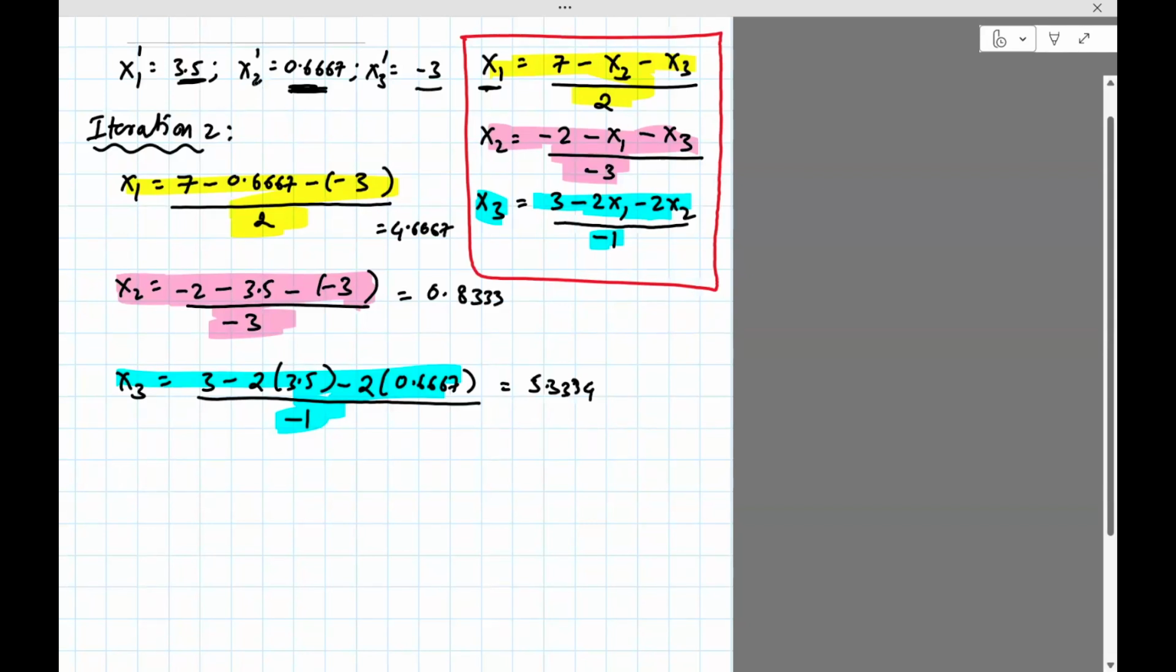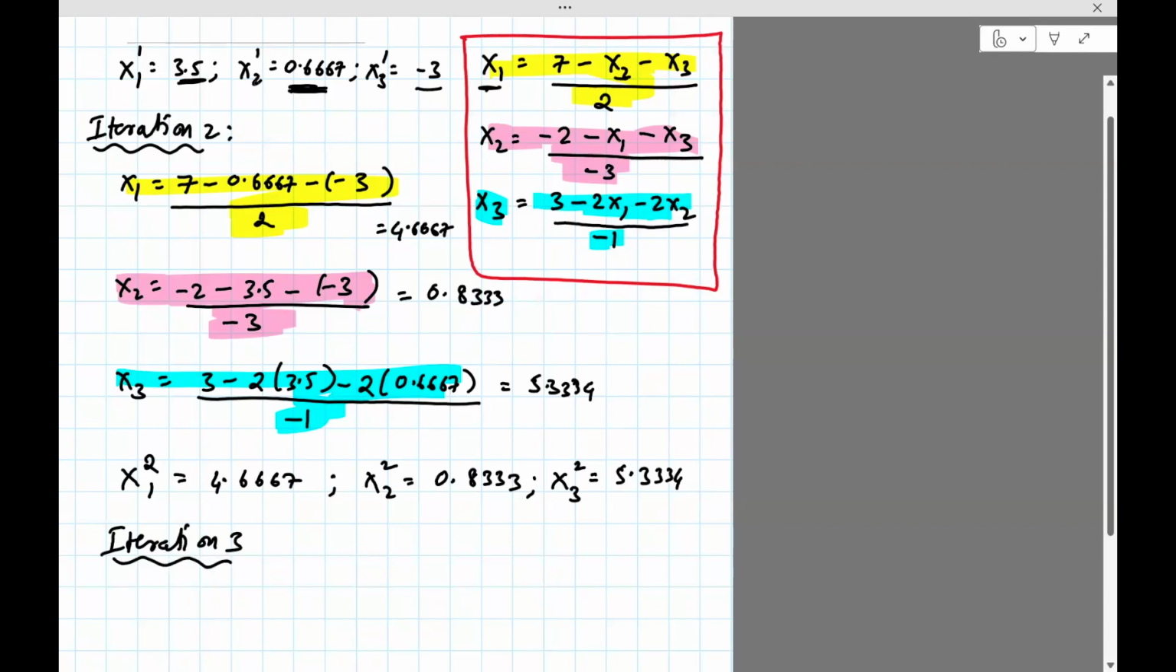Okay, so before we go to iteration 3, let's write down what we achieved. We got the solution for iteration 2. That's x1 = 4.6667, x2 = 0.8333, and x3 = 5.3334. Okay, we're ready for iteration 3.